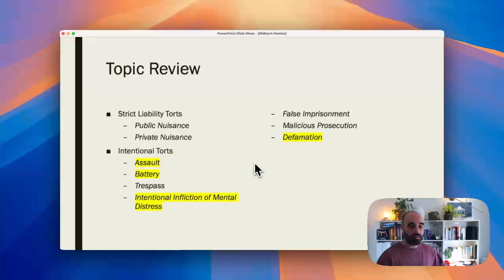Remember, the difference here is assault is the threatening of imminent physical bodily harm against a person or an identifiable group, whereas battery is the actual touching of someone without their consent. We then talked about trespass, which is going onto someone's property without their consent. And then we moved on to intentional infliction of mental distress.